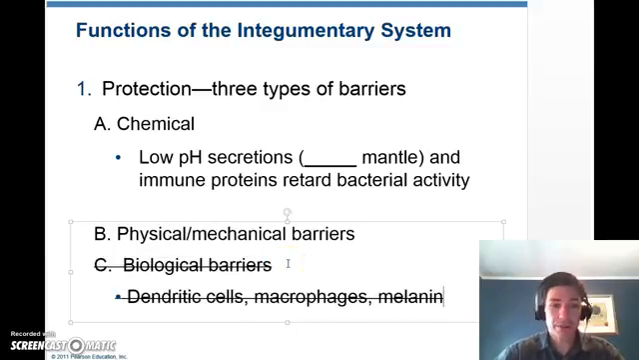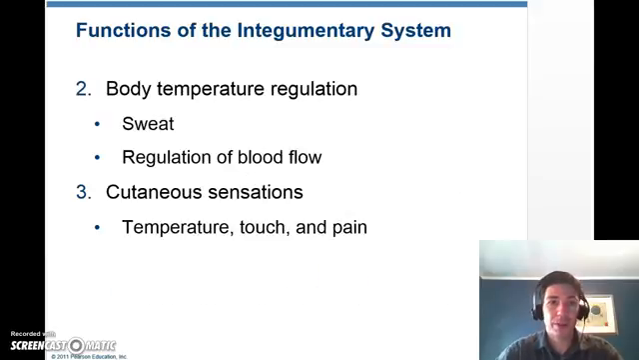The second function is body temperature regulation, and you have to list either sweating or regulation of blood flow as body temperature regulation. Sweating you already understand. The way regulation of blood flow helps regulate your body temperature is that if you are hot, more blood is sent to your skin, and then you radiate out heat that came from internally. If you are cold, then less blood is sent to your skin so that you keep all of your heat more deep inside your body.